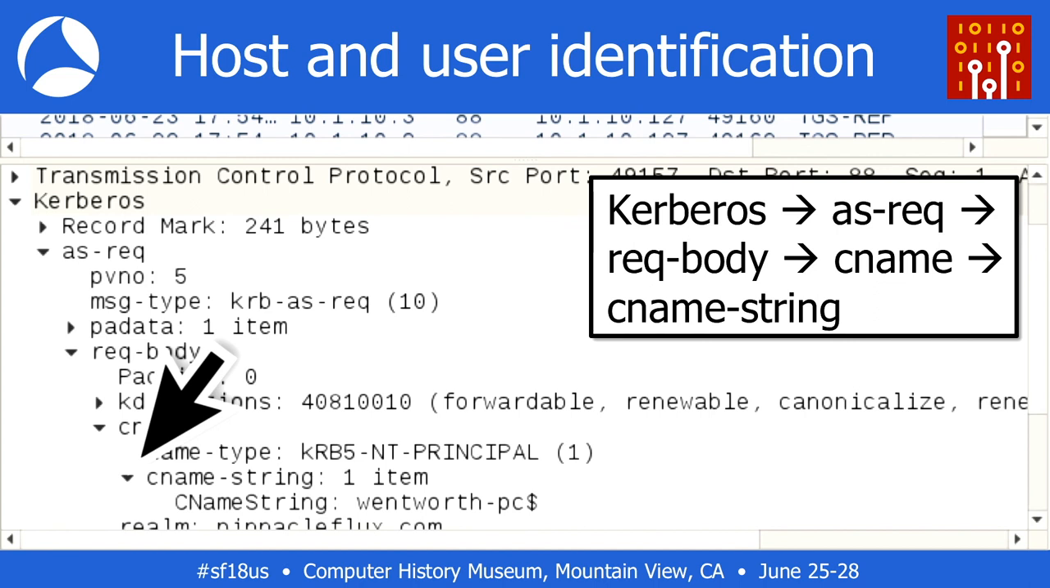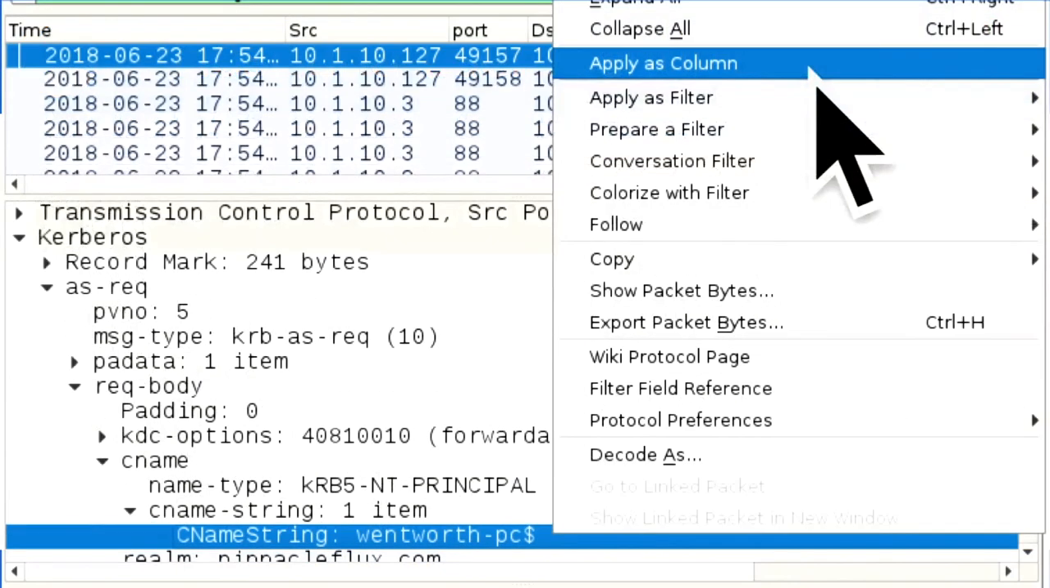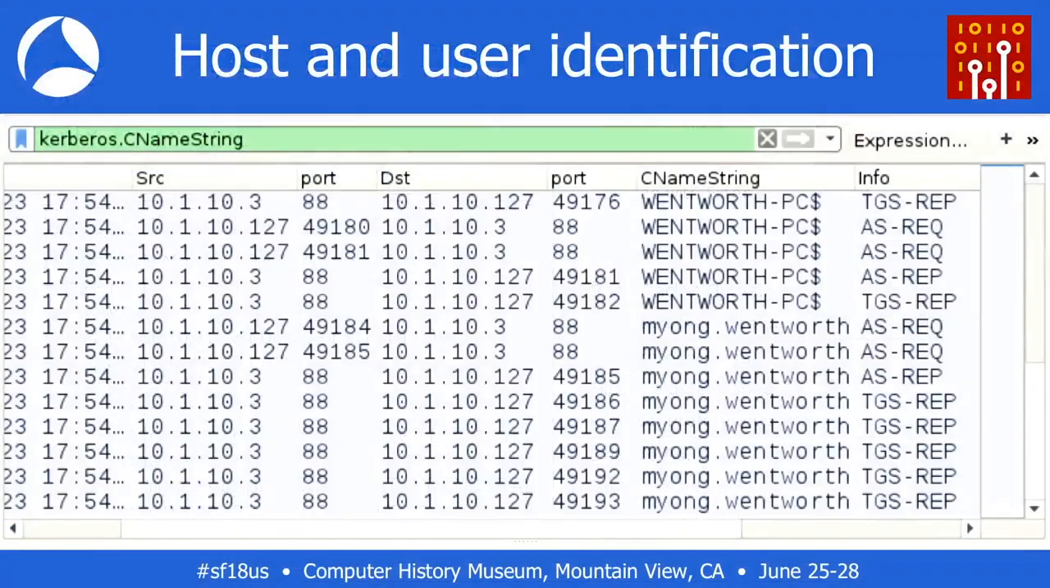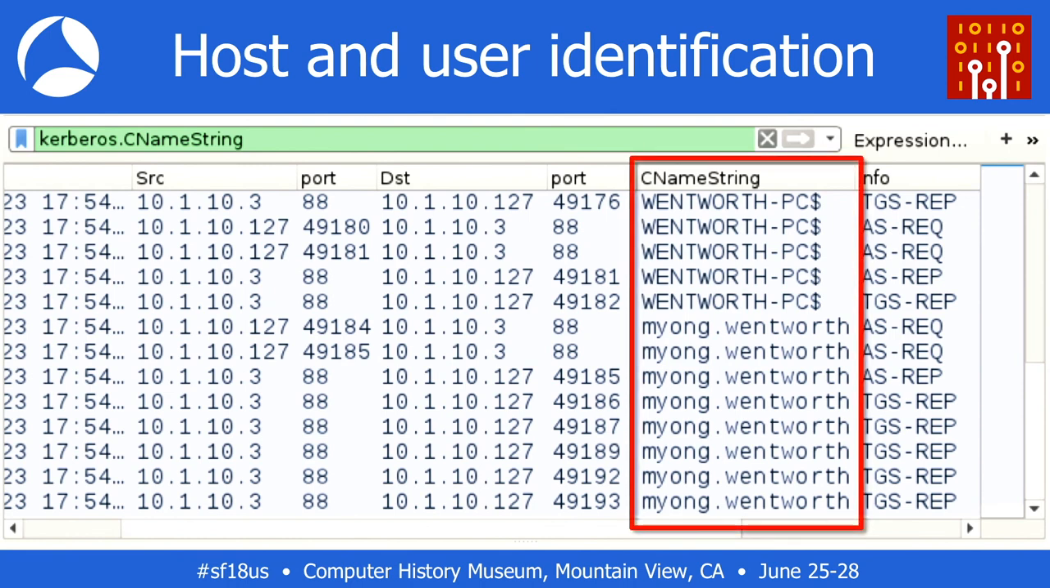But an easier way to do it through your column display without having to type all that is to apply this CNameString value as a column and have a separate column that you could scroll through to quickly find the Windows user account name. This is something that I've started doing within the last year, is just have a CNameString column. If you do that, your CNameString column should appear right by the info column. Scroll all the way down to the bottom, and you should find a user account name of myung.wentworth.